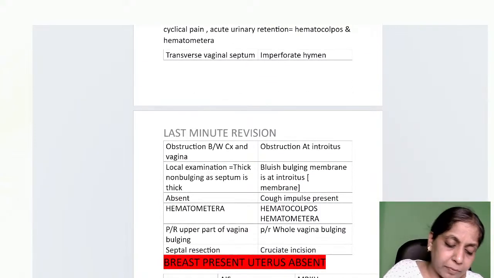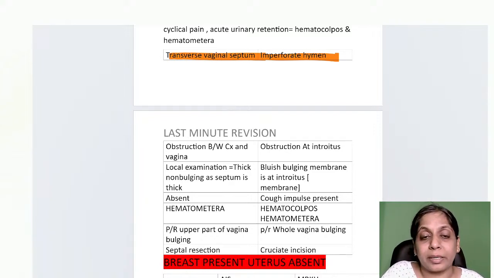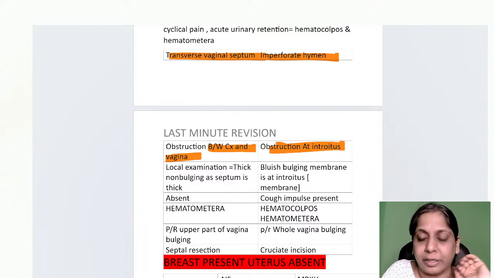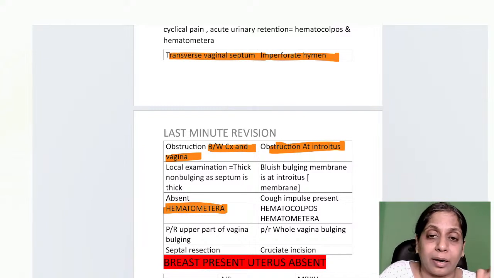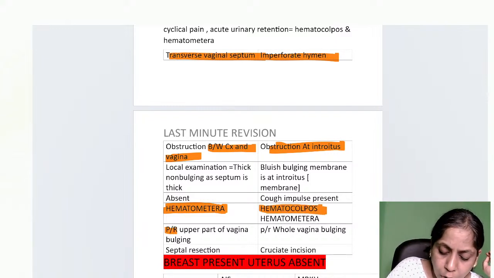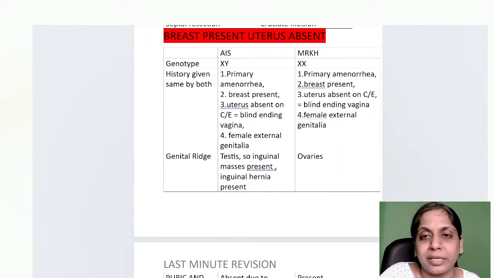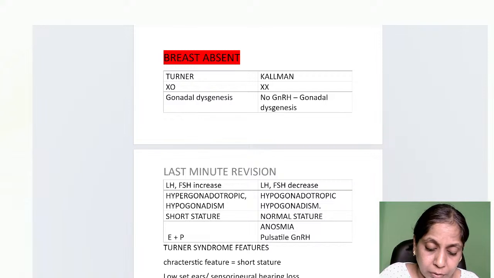So how will you differentiate between imperforate hymen and transverse vaginal septum? You should know that the transverse vaginal septum is between the cervix and vagina, whereas the imperforate hymen obstruction is at the introitus. In one there is hematometra, the blood collection in the uterus, whereas in the other there is hematocolpus. All of this you can appreciate on per rectum examination. The treatment of imperforate hymen is of course cruciate incision. Androgen insensitivity syndrome and MRKH we have differentiated.